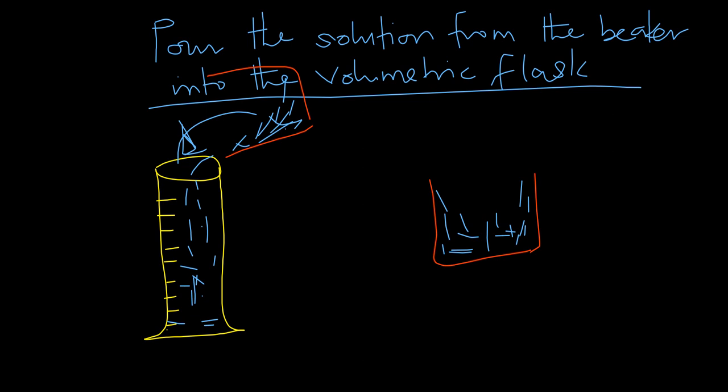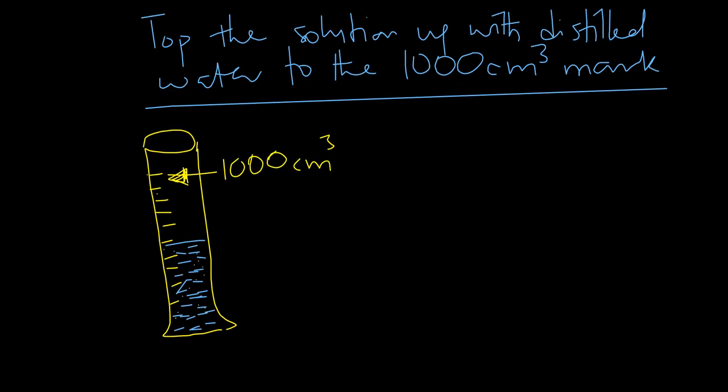And the reason you are doing that is to ensure that all of the sodium hydroxide that you collected, the 20 grams of sodium hydroxide, is poured into the volumetric flask. So that's why you do that. And the next stage is to do what? Now you put the content of the beaker into the volumetric flask. Remember, we are preparing 1,000 cm³ solution. So what it means is that we have to now top up the content.